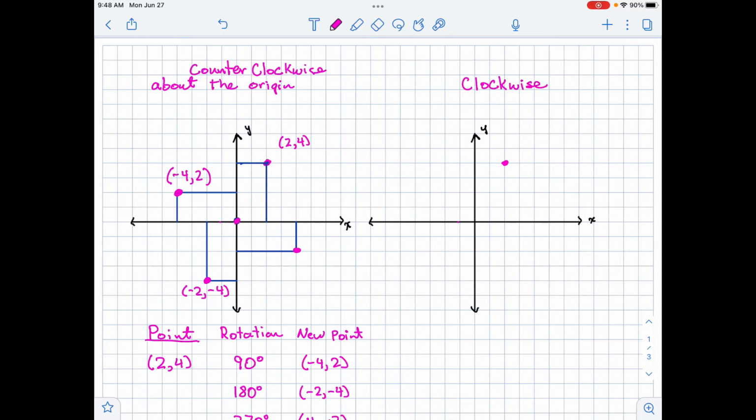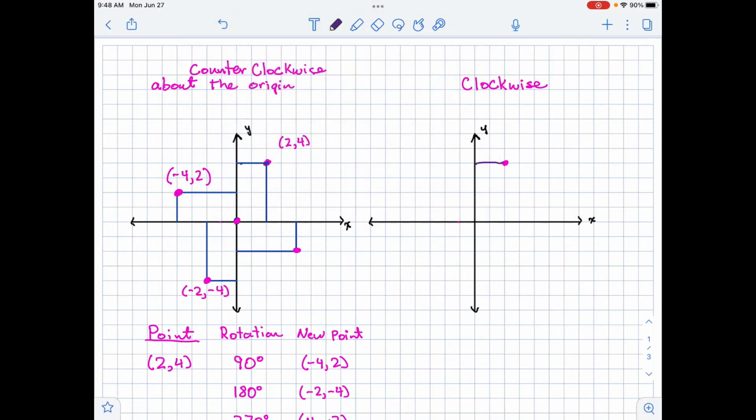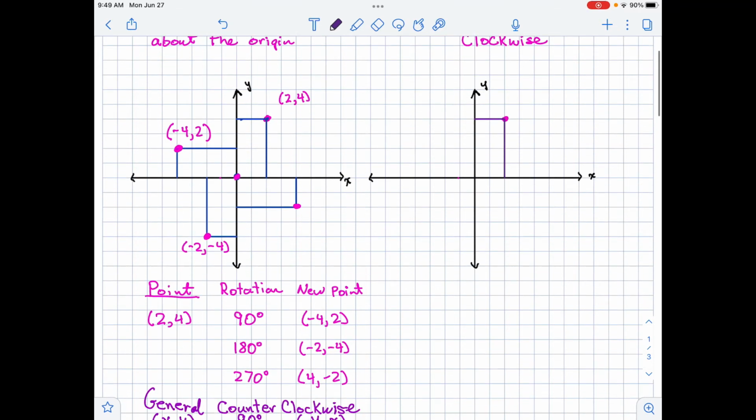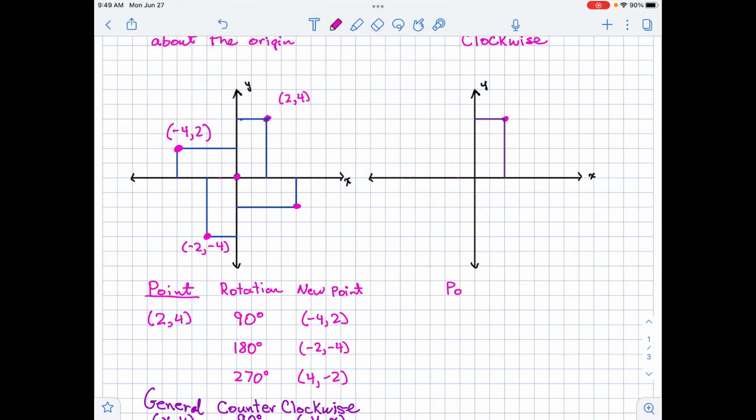Now, we're going to work through this exactly the same way, but look what happens here. So I've got my rectangle like usual. And this time, I've got my point. So let's look at this. We have our initial point, which is going to be (2, 4). And we want to go a rotation. And this is the new point.